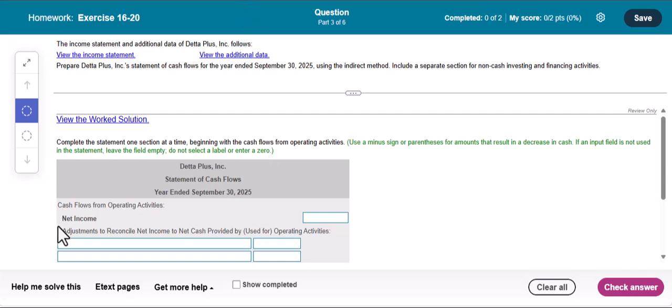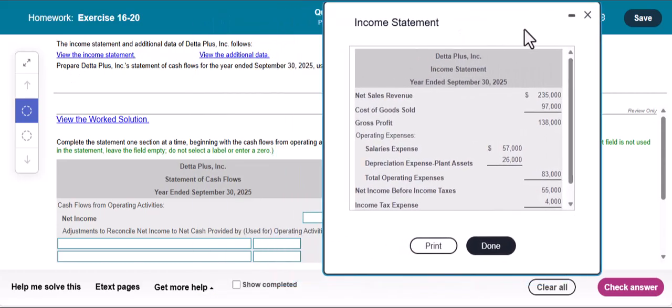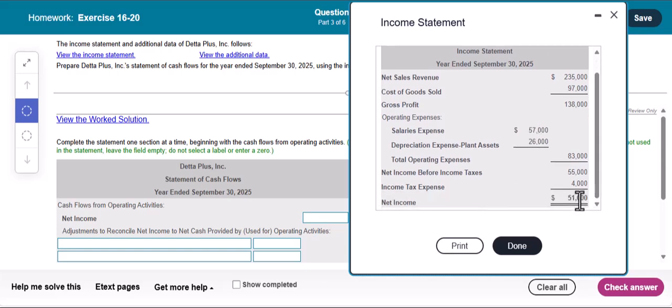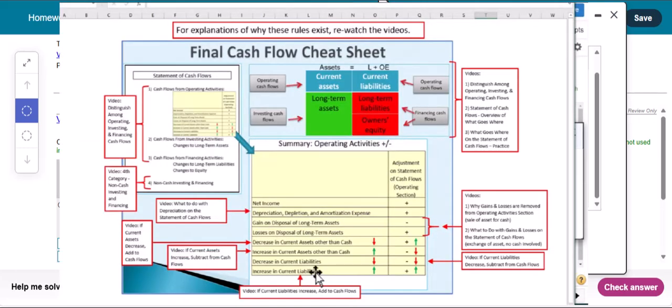The operating activity section always starts with net income, and we get the net income from the income statement. So let's go ahead and open that up. When we open up our income statement and scroll to the bottom for that net income, it's $51,000. So we can copy and paste that over for $51,000. In case you forgot what goes where, remember we're starting with the operating activities section, which is blown up right here. And if you forgot why these things were added or subtracted, you can go back and rewatch these videos listed on this cheat sheet.